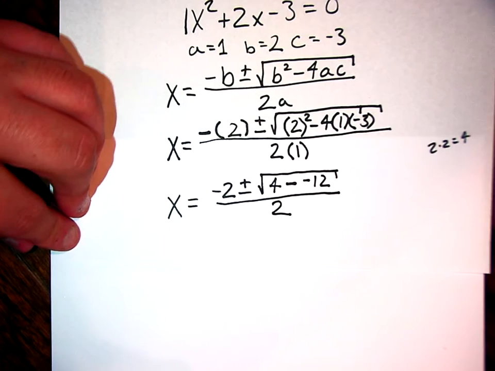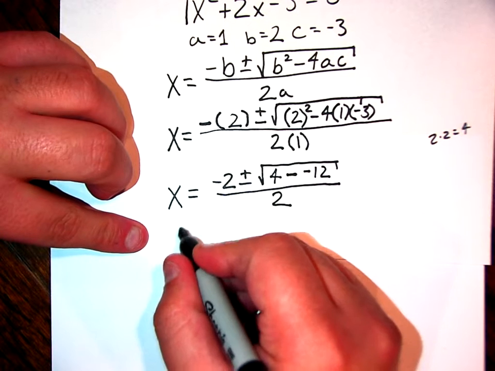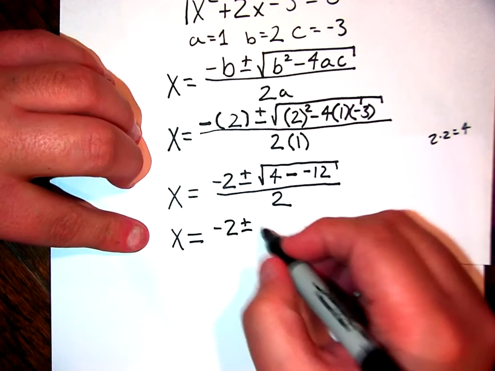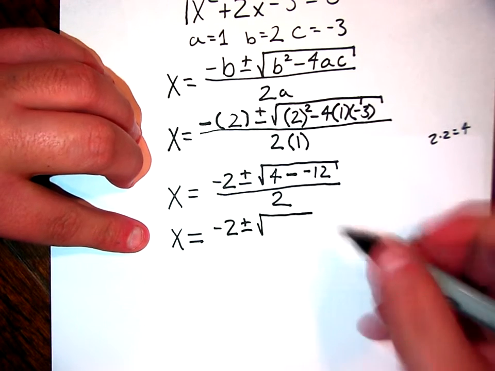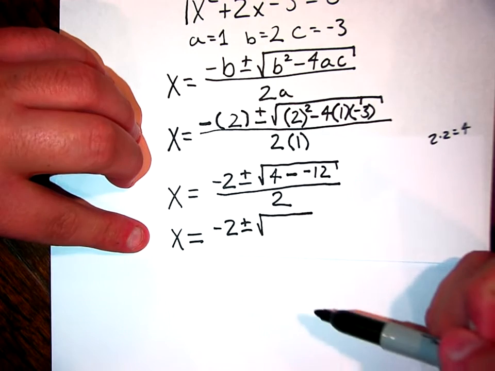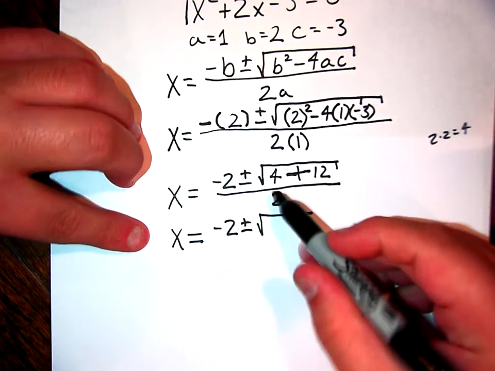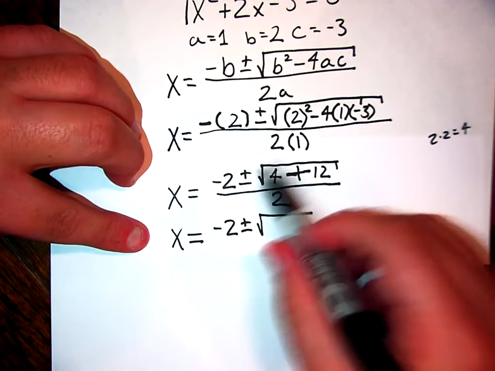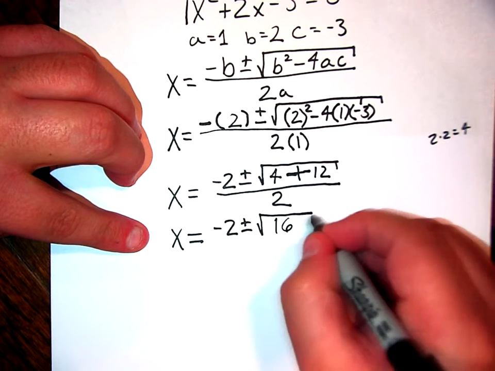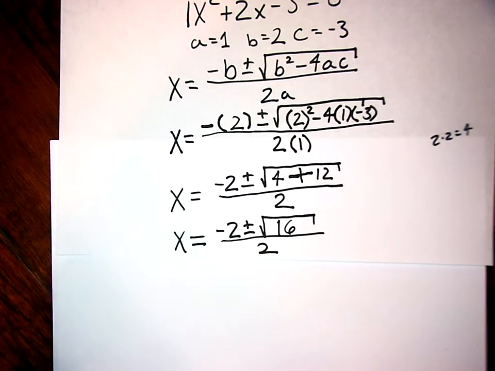Okay, so let's take another step and simplify it down further. So x equals negative 2 plus or minus the square root, and now inside the square root we have 4 minus a negative 12. And we know that when we see this minus a negative, it's just going to turn into a plus sign, so we'll end up with 4 plus 12. So I can simplify what's inside this radical, this square root term, down to the square root of 16, and all divided by 2.